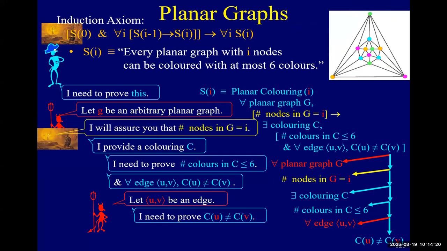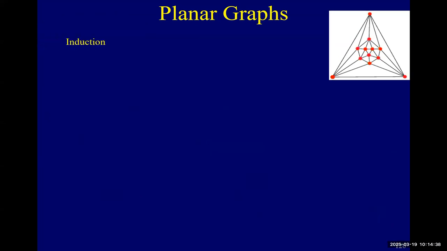All right, so the adversary gives me an arbitrary graph, and then somebody, either the adversary or the oracle, assures me that the graph has I nodes.